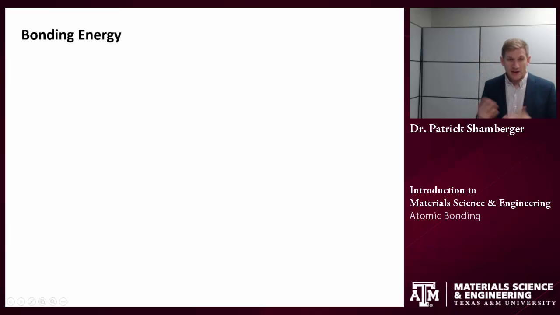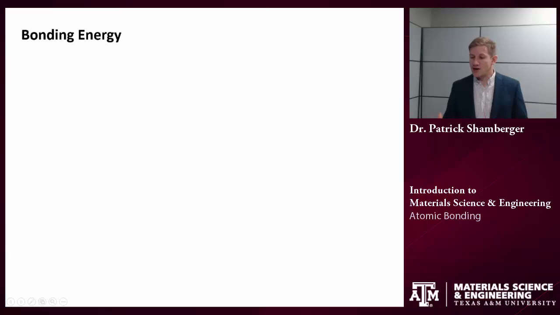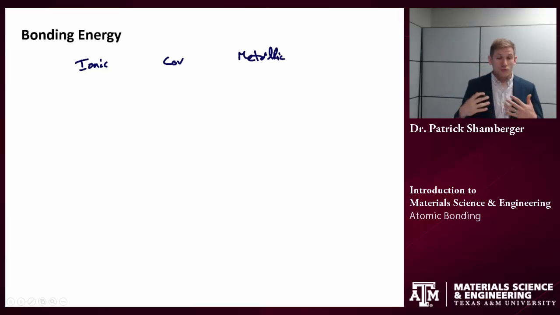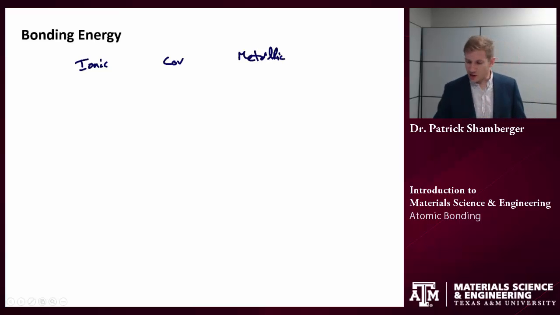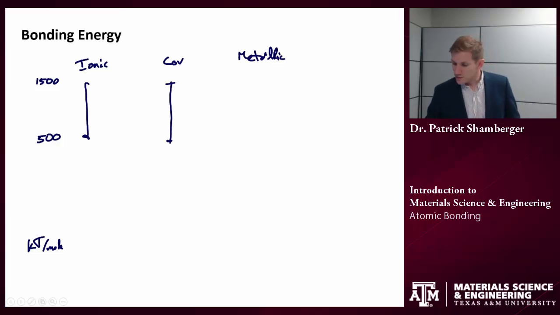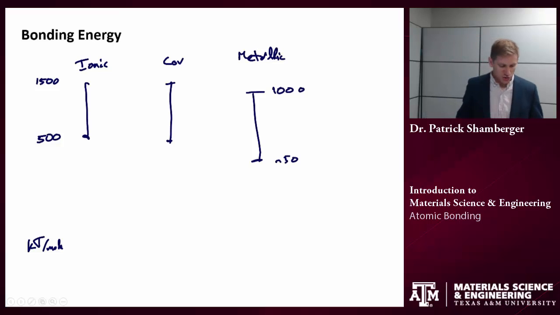So the final thing that I want to point out, and I've already mentioned this a little bit, is the bonding energy in these different kinds of bonds. So if I think about ionic, covalent, and metallic, these can have a range of bonding energies, but they're all fairly large. So ionic tends to be from about 1500 to about 500. This is kilojoules per mole. Covalent tend to cover about the same range. Metallic can be a little bit less, so something like 1,000 to even as low as 50 kilojoules per mole.